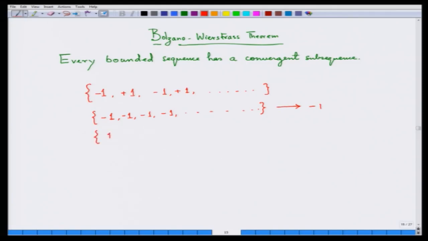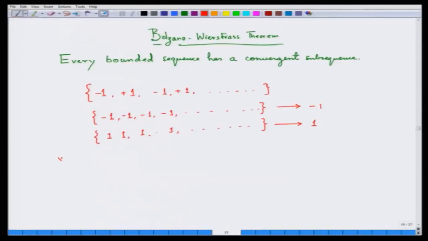I can also take a subsequence 1, 1, 1, 1. And this is convergent to 1. So, you see the first subsequence converges to -1, the second subsequence converges to +1. So, if you have two different convergent subsequences, both of them need not go to the same limit. If all the convergent subsequences go to the same limit, then the whole sequence itself is convergent. And remember, if a sequence is convergent, then every subsequence must go to the same limit. So, these are some important points to keep in mind.